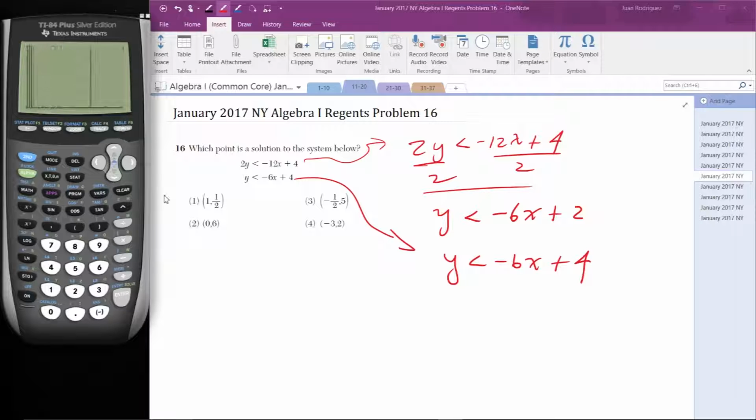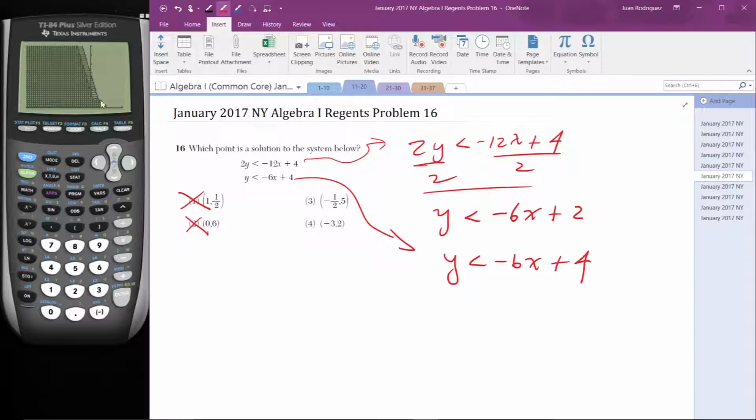Let's graph this now. Okay, and that's actually going to be a little bit clearer. So now you actually see the little sliver. Now, which of these points is in this region? Let's see. (1, 1/2) is not in any of the regions. (0, 6) is not in both regions. It's not actually in either region.